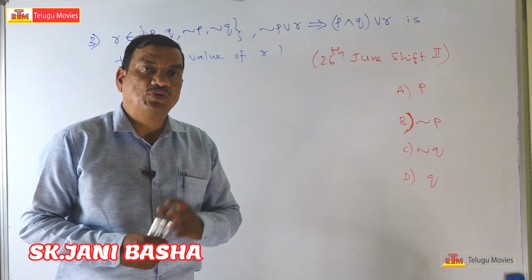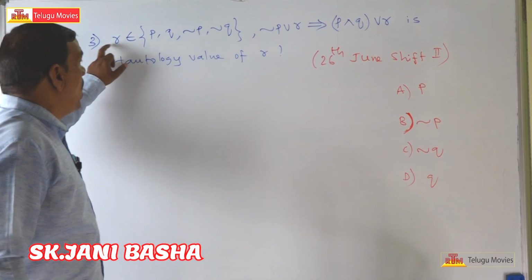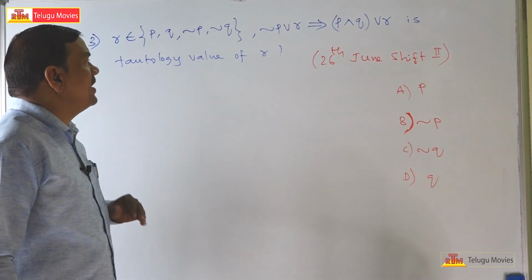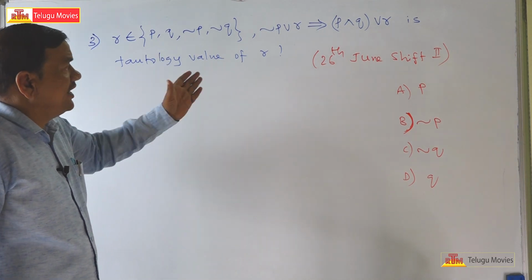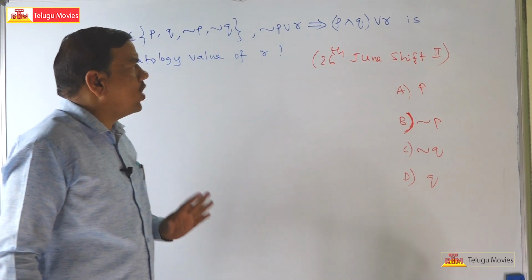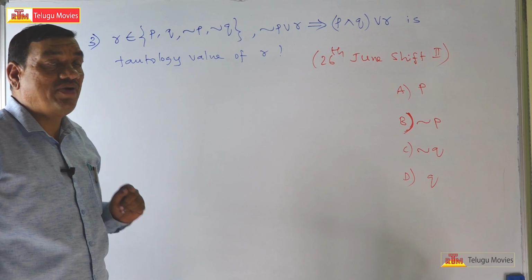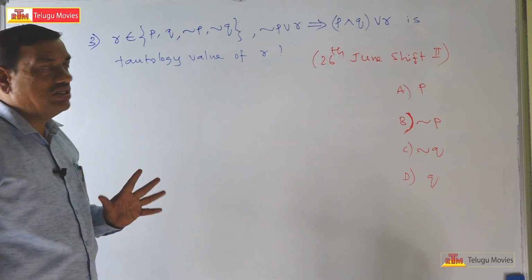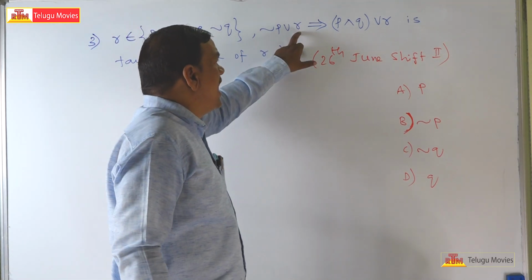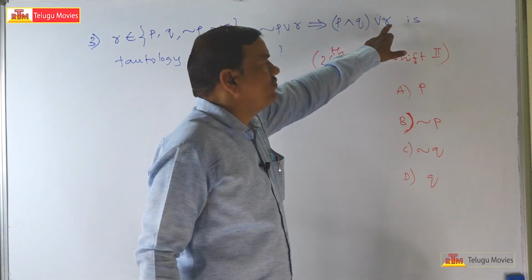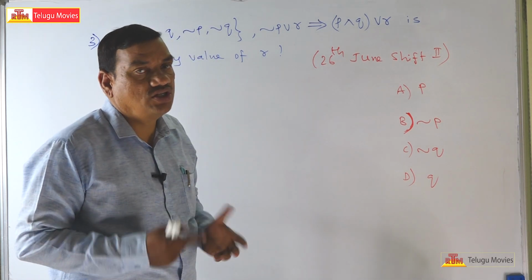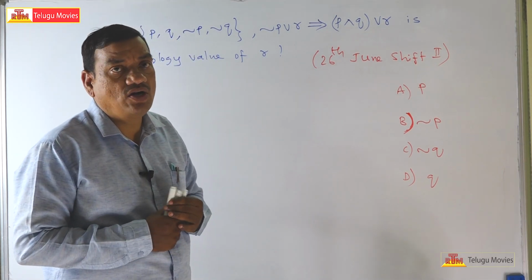Dear students, welcome to the third problem. R belongs to the statements P, Q, negation P, negation Q. The negation of (P or R) implies (P and Q or R) is a tautology for what value of R? The question is simply a memory based question. For what value of R will the whole compound statement become a tautology?